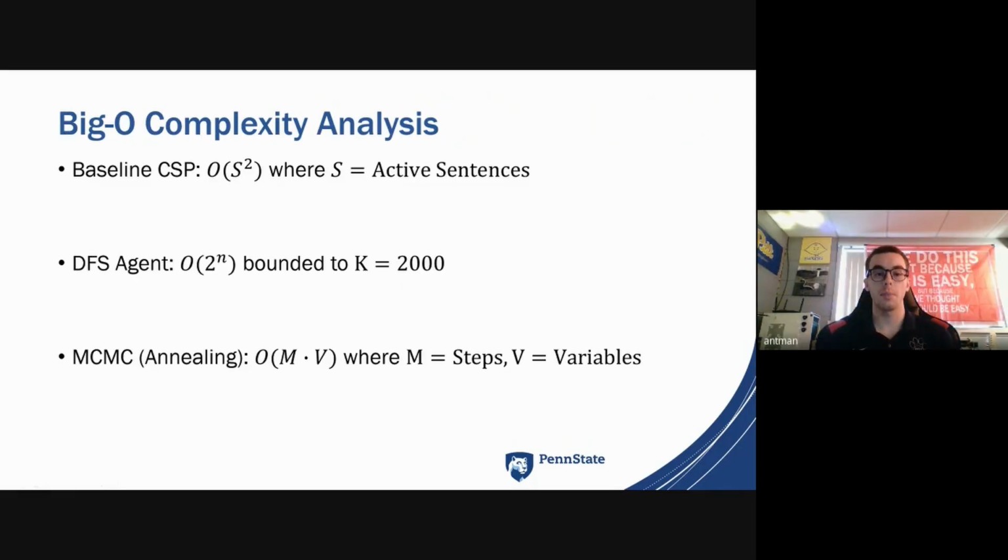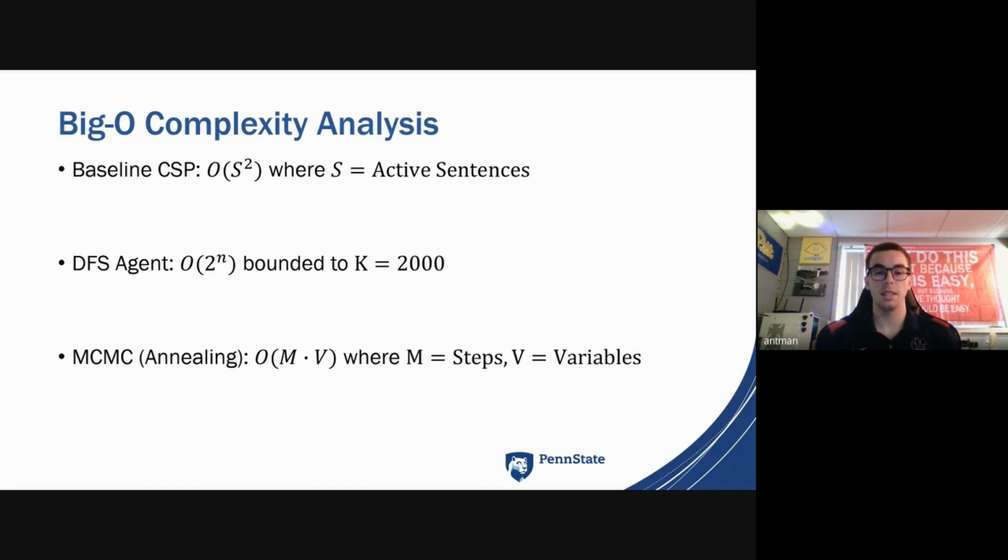Now, let's look at the big O time complexity of our architecture. The baseline CSP operates in O(2^S) time, where S is the number of active sentences in the knowledge base, because it must compare every equation against every other equation to find strict subsets. The DFS agent operates in O(b^N) time, but we artificially bounded it to a constant K of 2000, turning it into an O(1) constant time operation, but at the expense of the search tree bias.